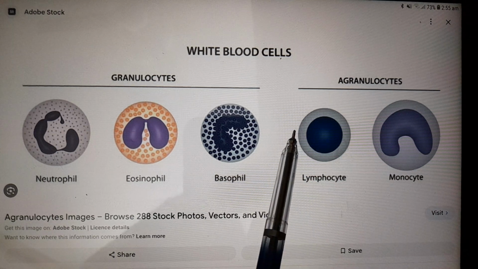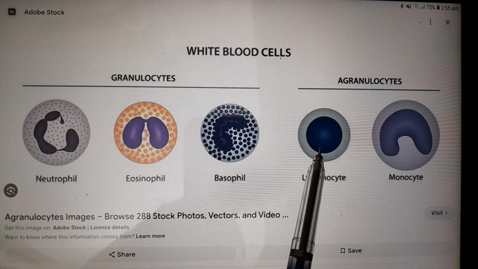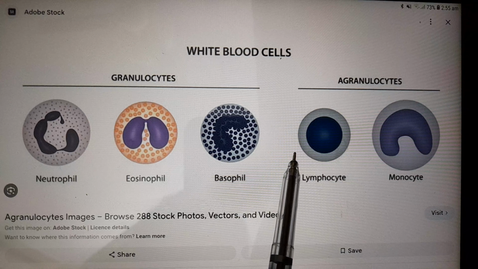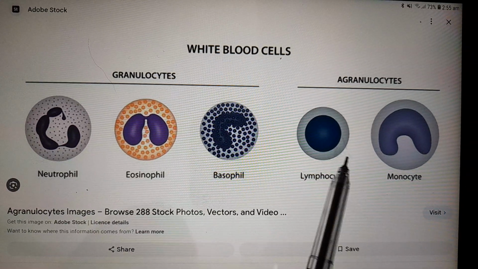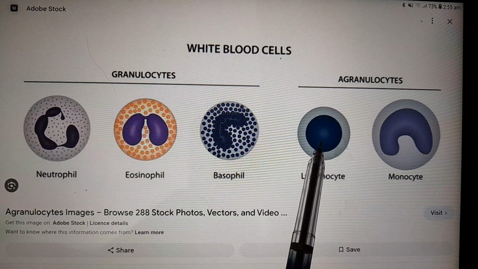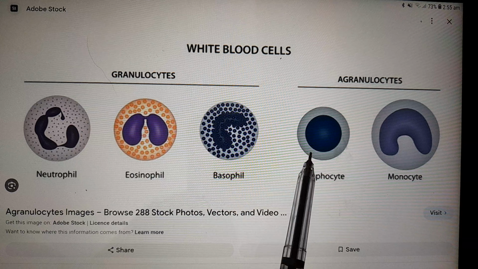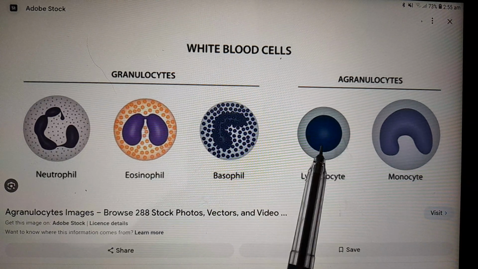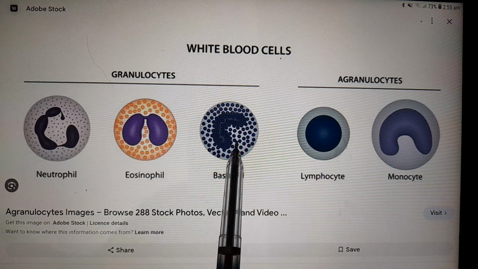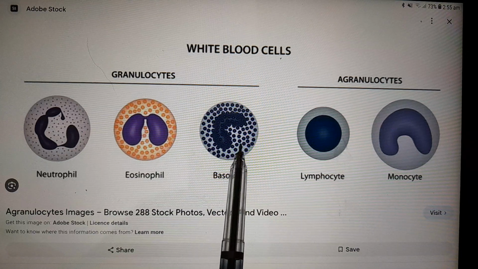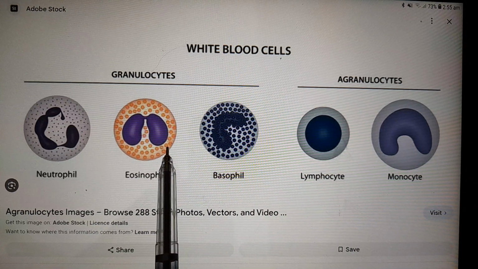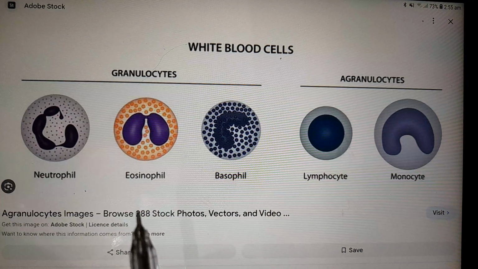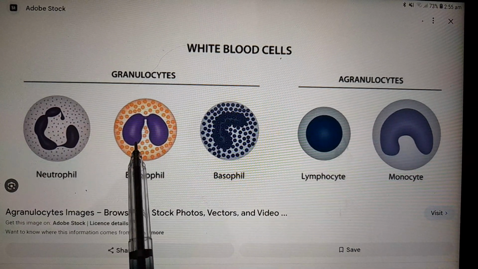Lymphocytes, the B cells, produce antibodies. The T cells are involved in combating infections by means of their different types, which are the helper T lymphocytes, the suppressor T lymphocytes, and the cytotoxic ones. Now, the basophils are involved in allergic reactions. Eosinophils are involved in the formation of antigen-antibody complexes.